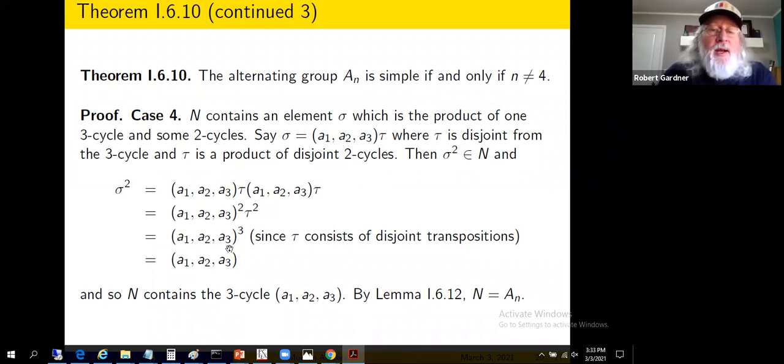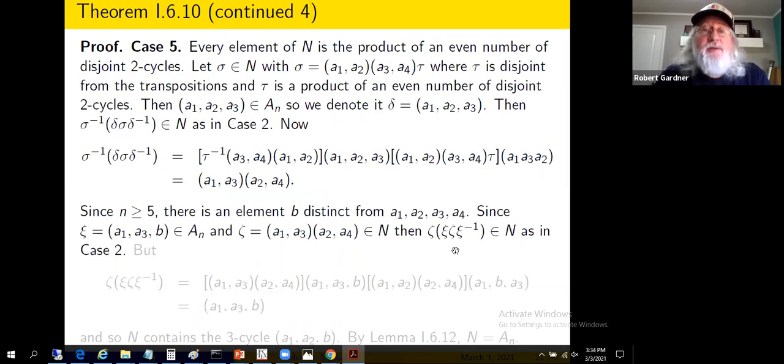That leaves us with (A1 A2 A3) squared, little typo there, it should just be a squared. Square a 3 cycle, you get a 3 cycle back, but little error there, that should be an exponent of 2. So N contains this thing, N contains a 3 cycle. If N contains a 3 cycle, lemma 1.6.12 tells you N equals A sub N.